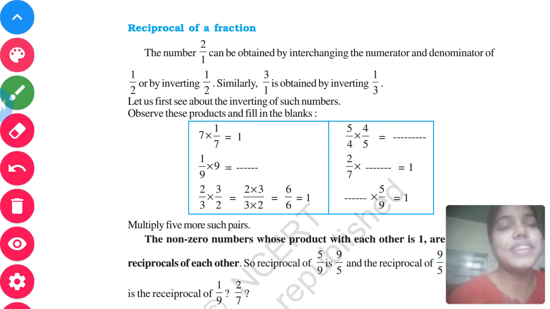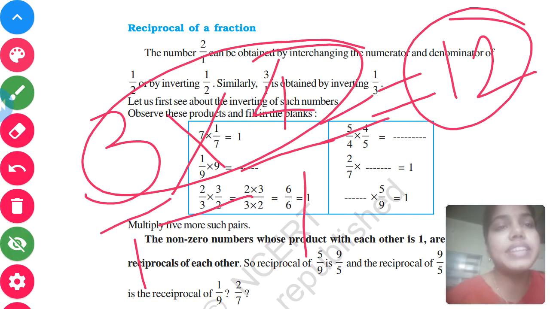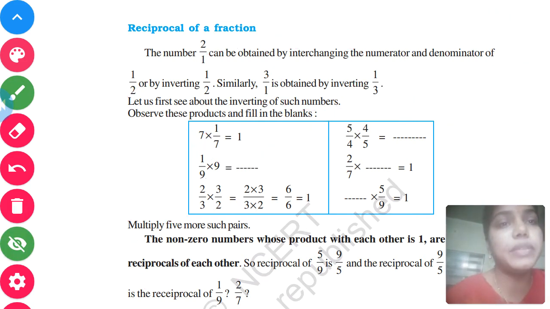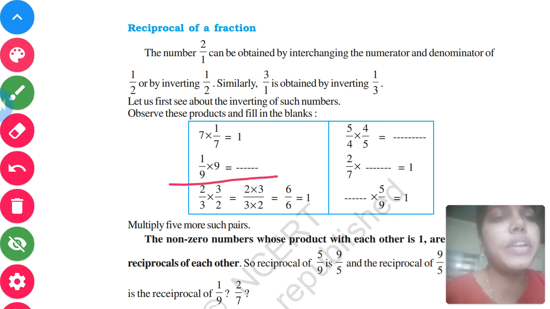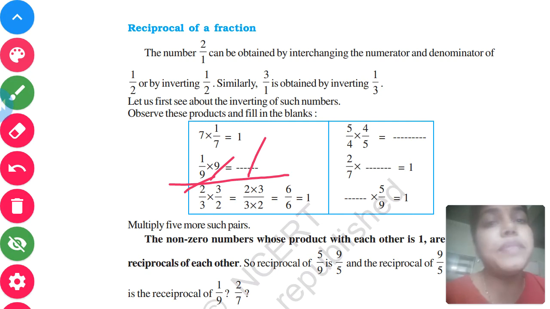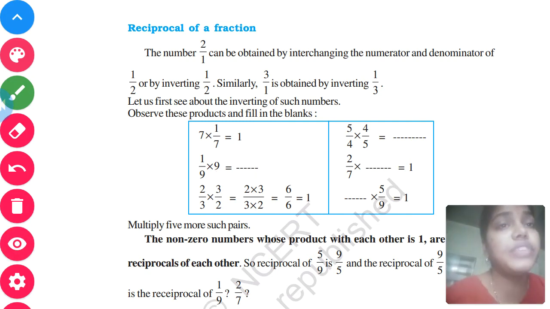Yes. So here you can see various reciprocals we have found in the table. What is the reciprocal of 7? That is 1 by 7. When you cancel, ultimately the answer will be 1. Similarly, think of 1 by 9 into 9. The 9 and 9 get cancelled. What is the answer? 1. So what I would like to say is that if you multiply a number with its reciprocal, you should get the answer 1. That is what is written here.